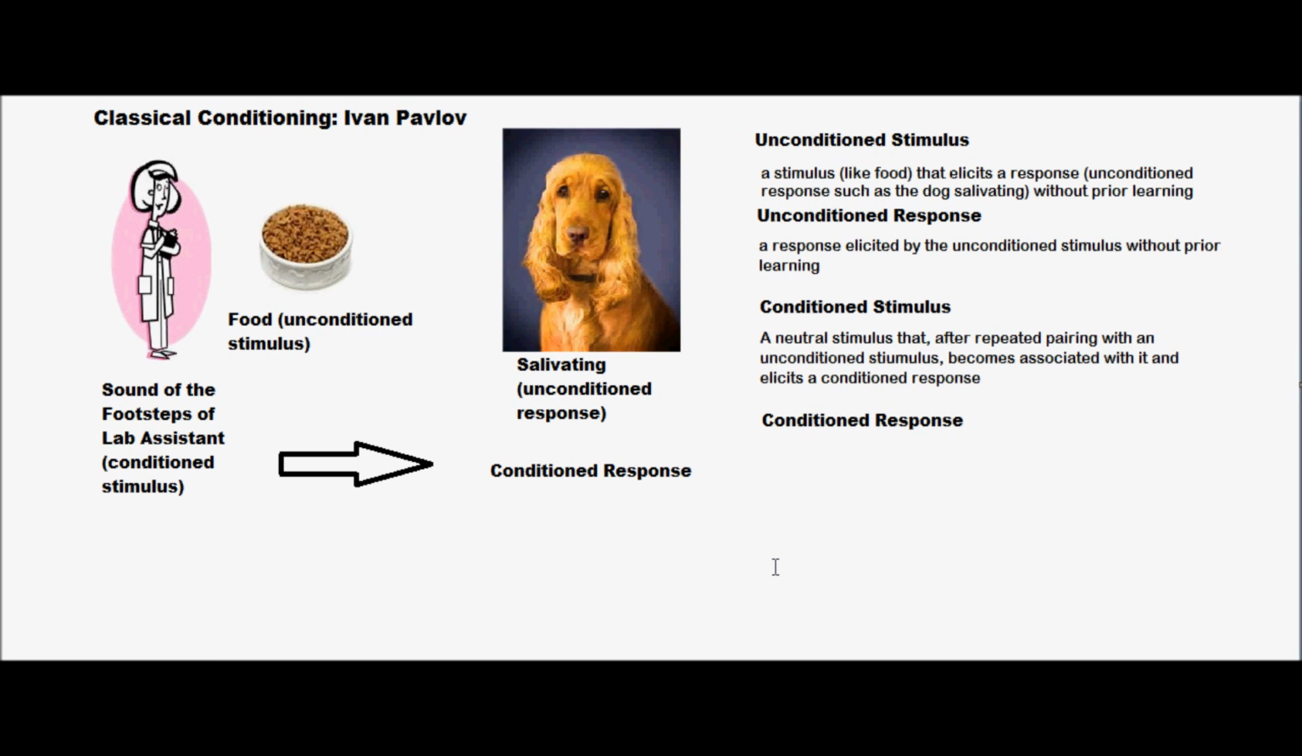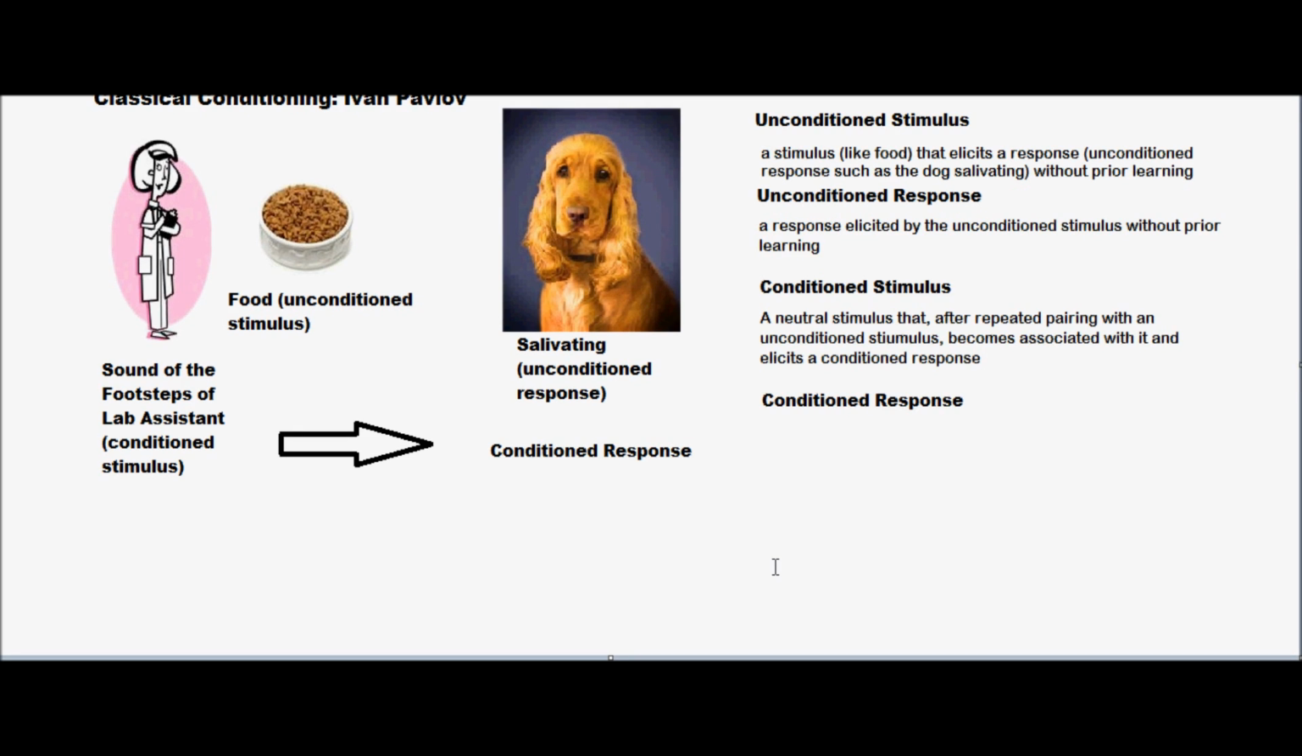And so the formal definition of a conditioned response is a response that comes to be elicited by a conditioned stimulus as a result of its repeated pairing with an unconditioned stimulus. So it should be clear by now. A response like salivating that can now be elicited by the footsteps, which is the conditioned stimulus, because of repeated pairing of the two stimuli, the footsteps and the food.